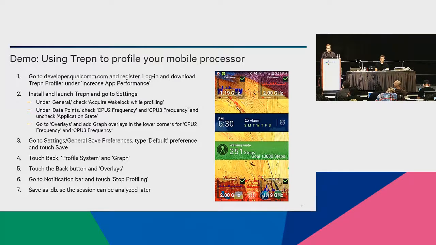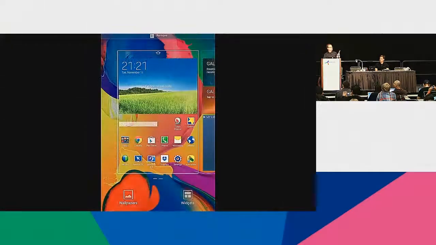So let's do another demo here. I want to show how you can use Trepn to profile your mobile processor. If we can get the guys, oh, they're fast, they switched over already.